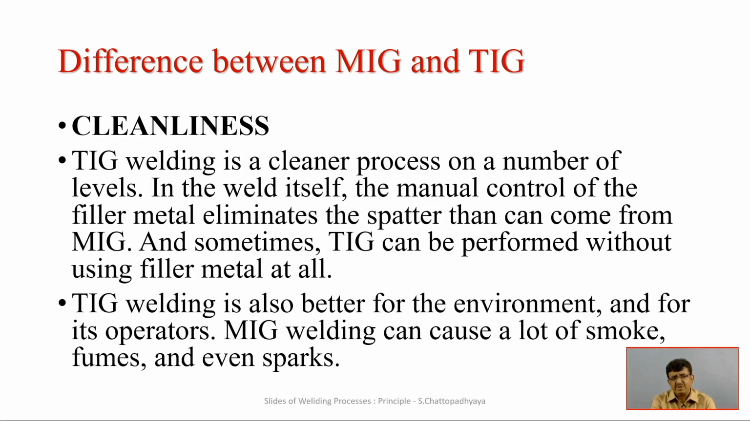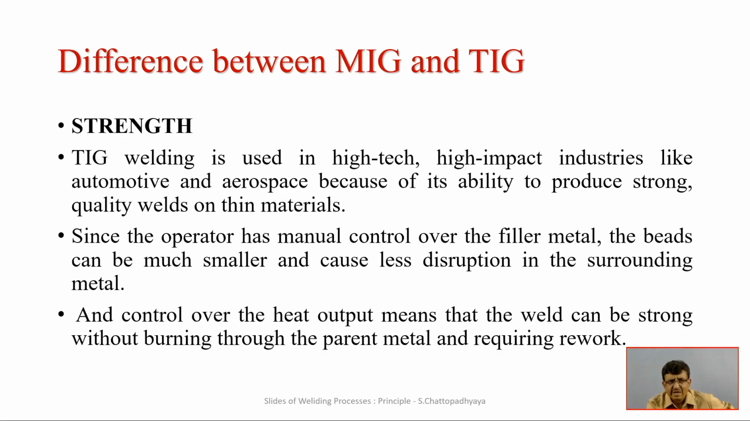TIG welding is also better for the environment and for its operators, while MIG welding can cause a lot of smoke. TIG produces less smoke and is less hazardous for the operators, because fewer fumes come out of it. On the contrary, with MIG a lot of fumes are there, and the operator has to be very cautious not to inhale that dirty smoke, which can have health hazards in the future.